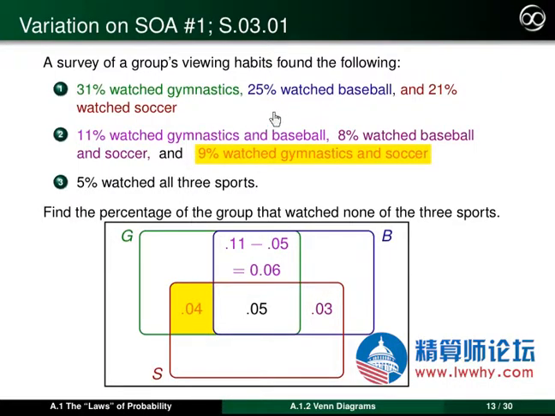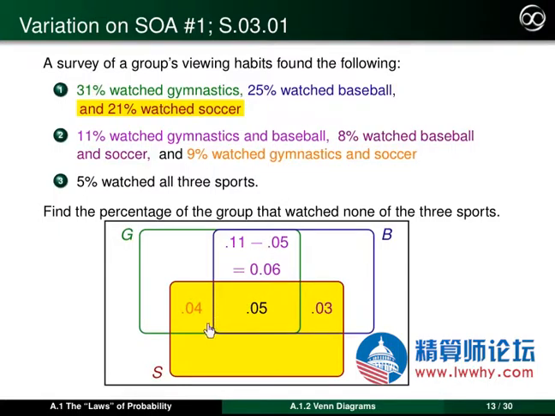All right, now I'm slowly working my way up. 21% watch soccer. I know about 0.04, 0.05, and 0.03. So what's left down here? 0.04 plus 0.05 plus 0.03 is 0.12. So what's left must be 21% minus the 12% that I know about, or 9% left over.